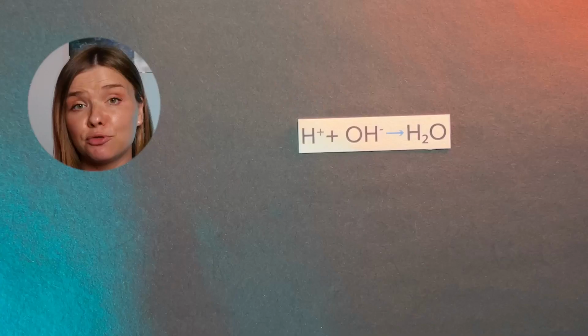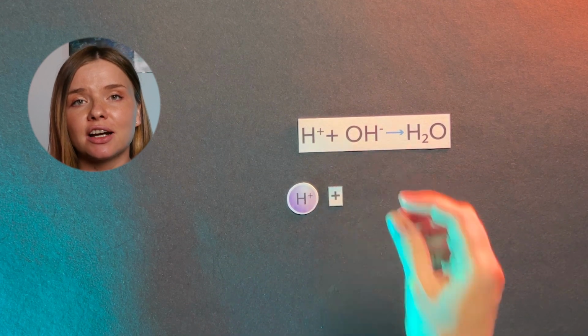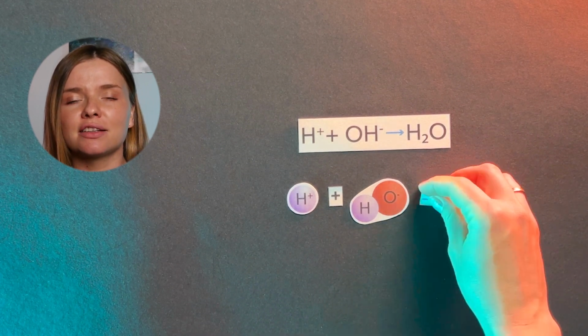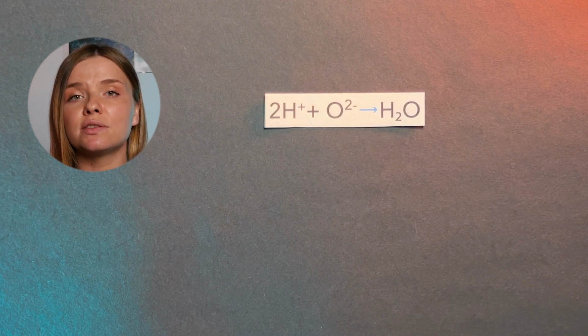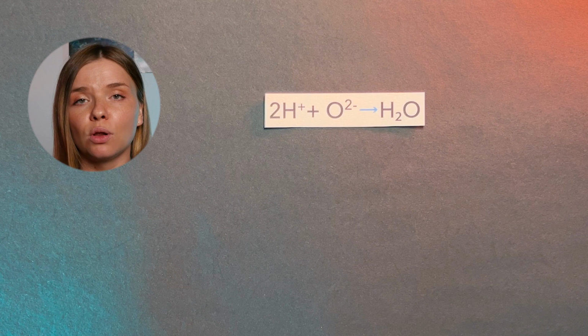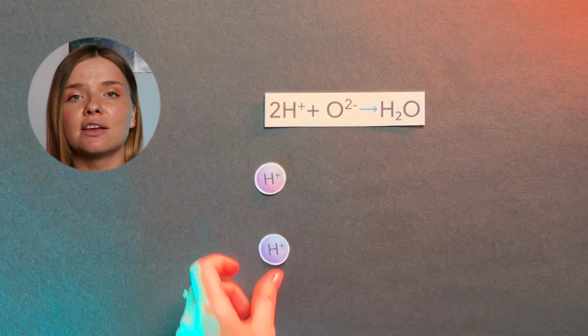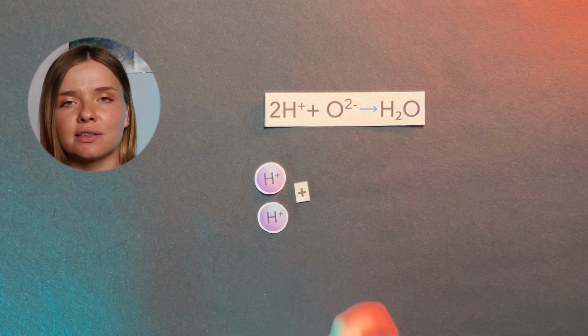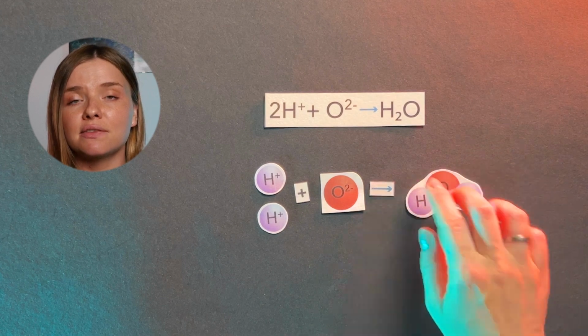In a summary, a neutralization reaction occurs between an acid and base, producing a salt and water. For reactions between acids and alkalis, the general equation is hydrogen cations plus hydroxide anions gives us water. If the acid reacts with insoluble basic oxide, salt and water are also formed. But in this reaction, the general equation looks like this: 2 H+ plus O2- gives us water.